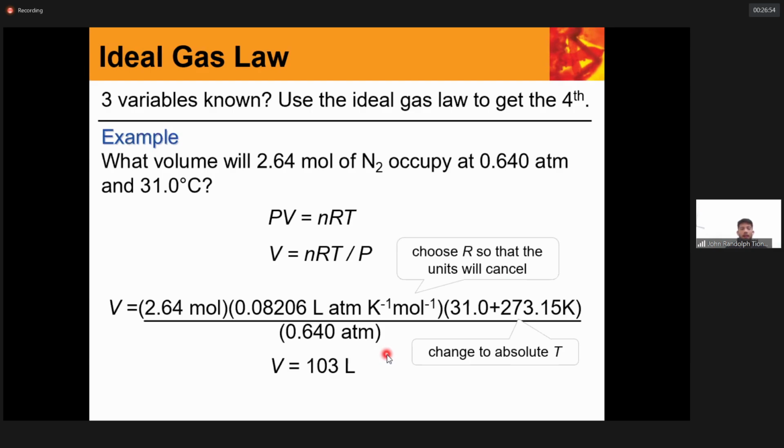Okay? So, applying the ideal gas law, PV = nRT, volume yung unknown, V equals nRT over P. So, using that formula, n is 2.64, R is 0.08206 L·atm/mol·K, times the temperature, which is given dito is 31 degrees Celsius, then convert that one to Kelvin, plus 273.15 as absolute temperature. And then your pressure is 0.640 atm. Then do your math, then you will get 103 liters.